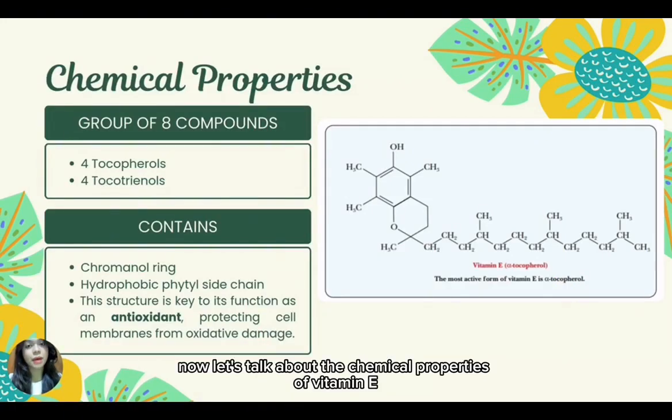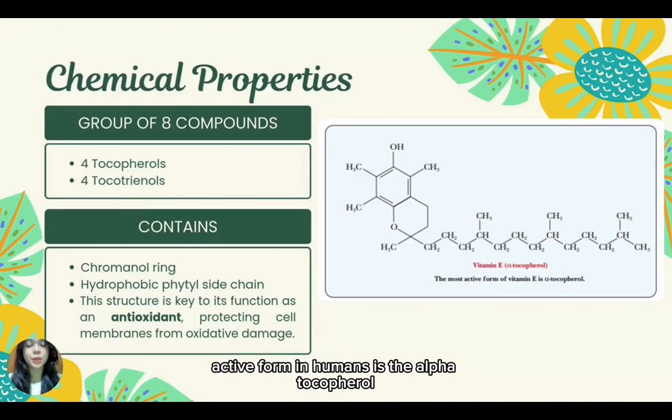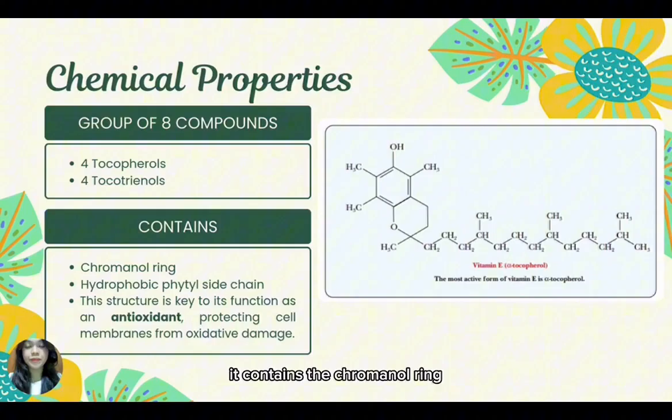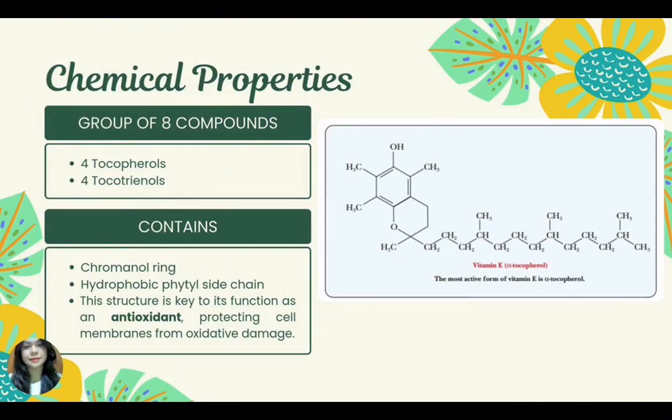Now let's talk about the chemical properties of vitamin E. Vitamin E refers to a group of 8 compounds, which has 4 tocopherols and 4 tocotrienols, and the most biologically active form in humans is alpha tocopherol. It contains the chromanol ring and the hydrophobic phytyl side chain, and this structure is key to its function as an antioxidant, protecting cell membranes from oxidative damage.